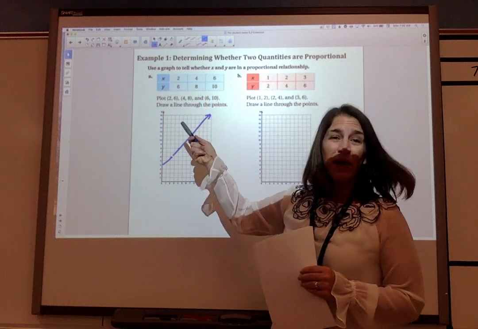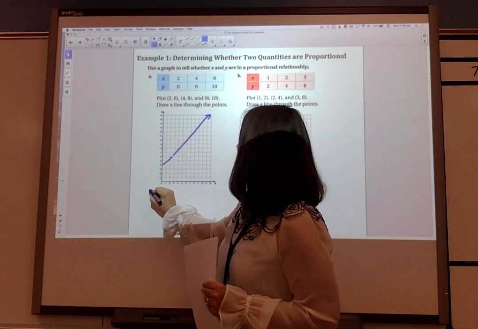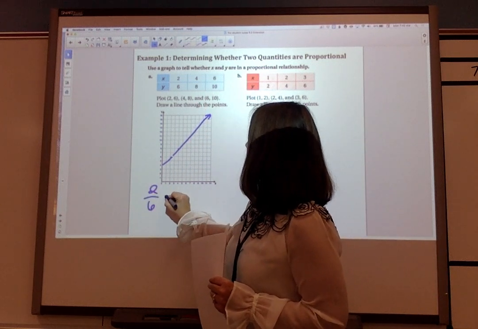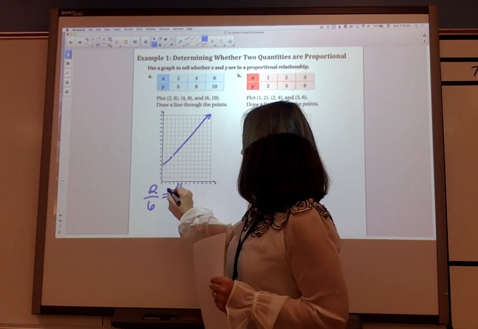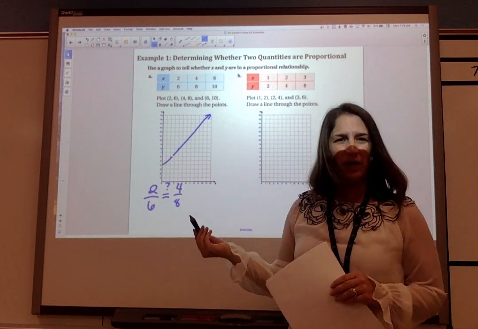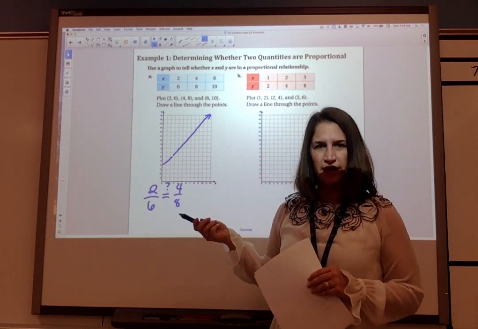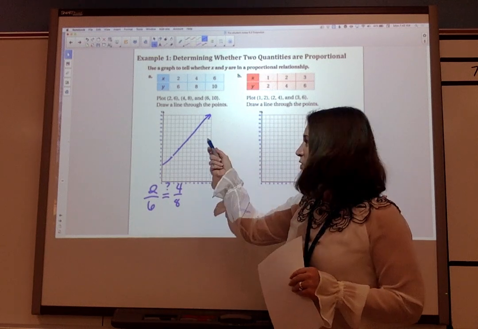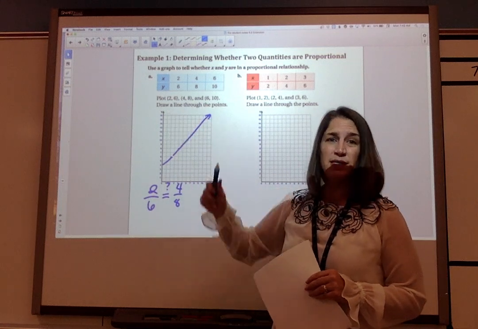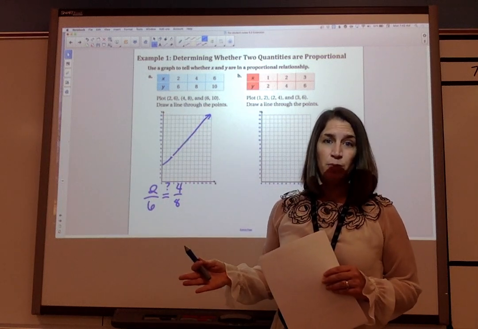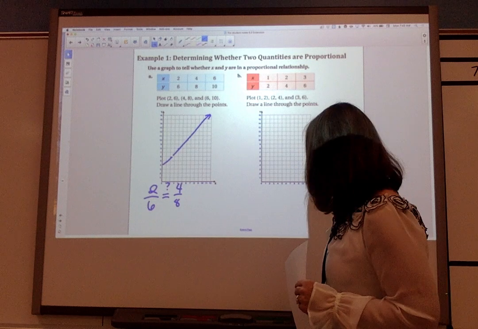We could also compare 2 points and say 2/6 is equal to 4/8. And we can look at that pretty quickly and see that's not proportional. 2/6 simplifies to 1/3 and 4/8 simplifies to 1/2. So we can see, even looking at these points, that this line is not proportional. It does not pass through the origin.